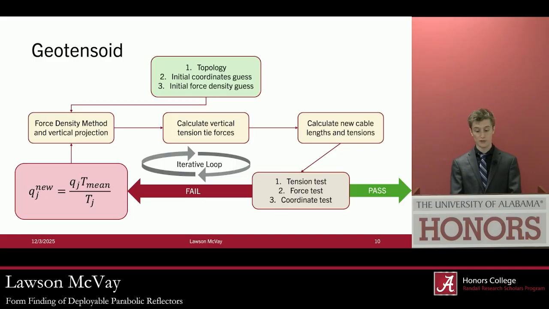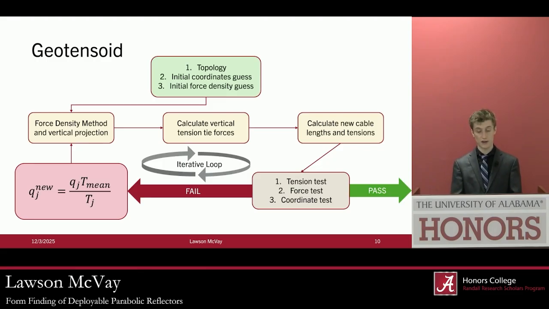Mortaro proposed a new method based on the force density method that typically results in the geotensoid net. This is the second statical method that we're covering. Given some topology, we guess an initial set of coordinates and the force densities. We then apply the force density method, vertically projected onto the paraboloid, calculate the vertical tension tie forces, and calculate cable lengths and tensions. Then we test the model for uniform tension, zero net nodal forces, and minimal difference from the previous iteration's nodal coordinates.